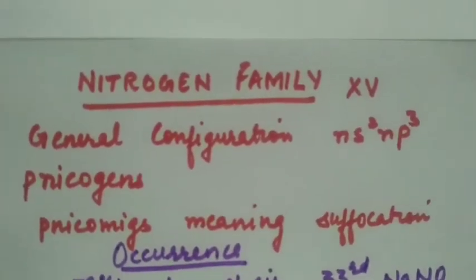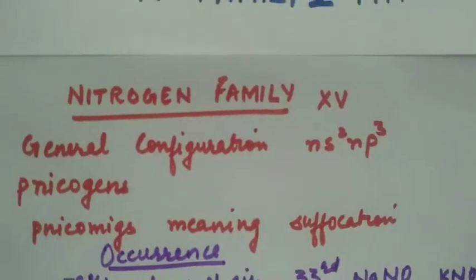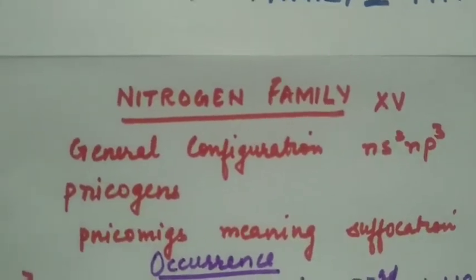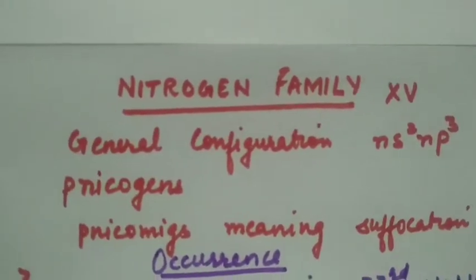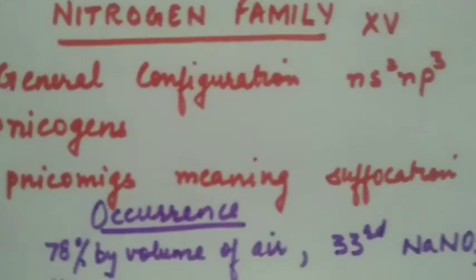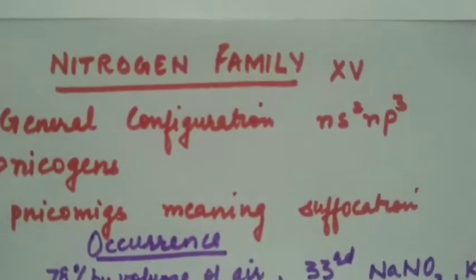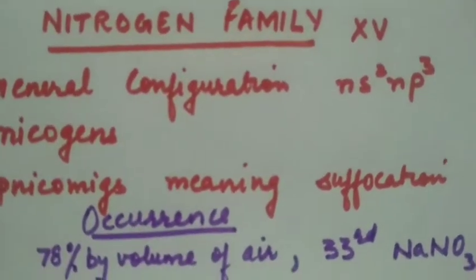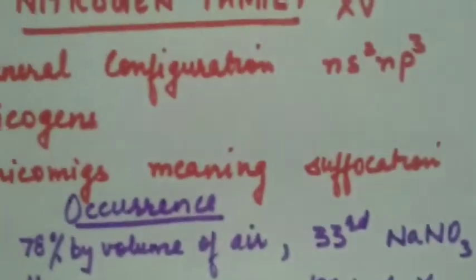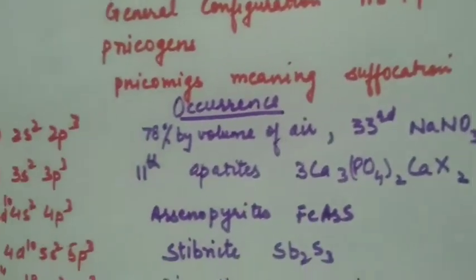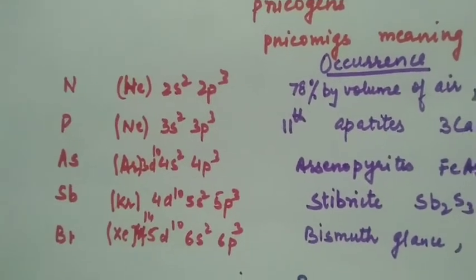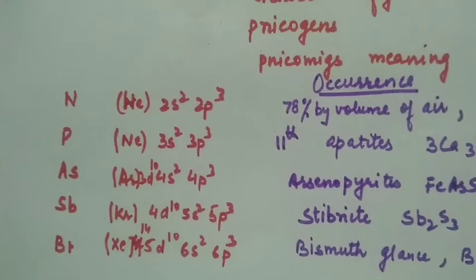Their general electronic configuration is ns2 np3, with 1 electron in each of the p orbitals. These members are also called pnicogens, based on the word pnicogens, which means suffocation. So you can see that in the presence of these gases, suffocation occurs. So the name is given. Now the various elements of this family are nitrogen, phosphorus, arsenic, antimony and bismuth.